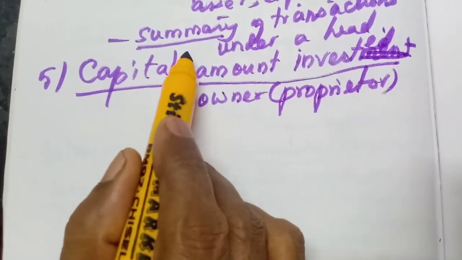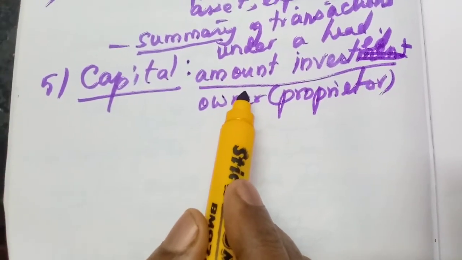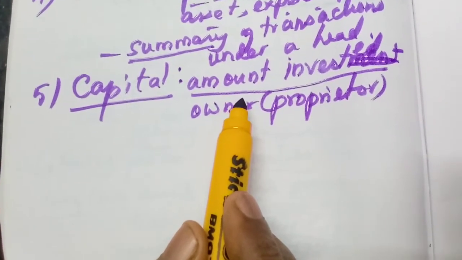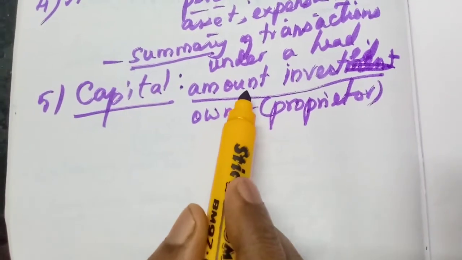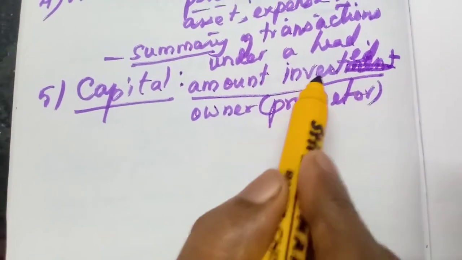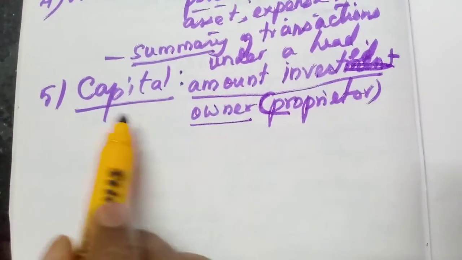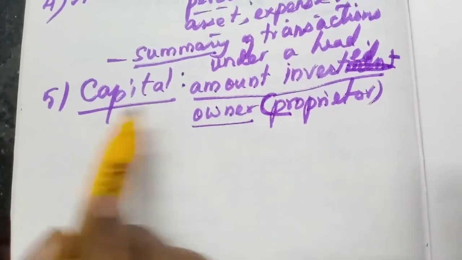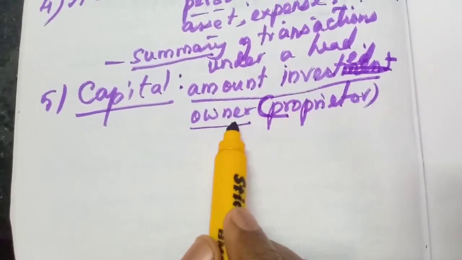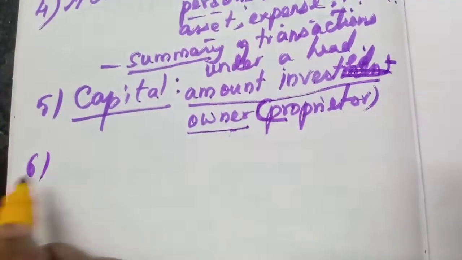So, in the beginning, if we invest 10 lakhs to start a new business, to purchase some land and to construct a building, then to purchase the goods that we have to sell in the market, we need a large amount to invest. That amount is called capital. That amount will be invested or introduced by the owner. That owner is also known as proprietor. That is why it is called capital. Okay, that meaning is it is the amount invested by the owner or proprietor in an organization. That is called capital. The next one is drawings.